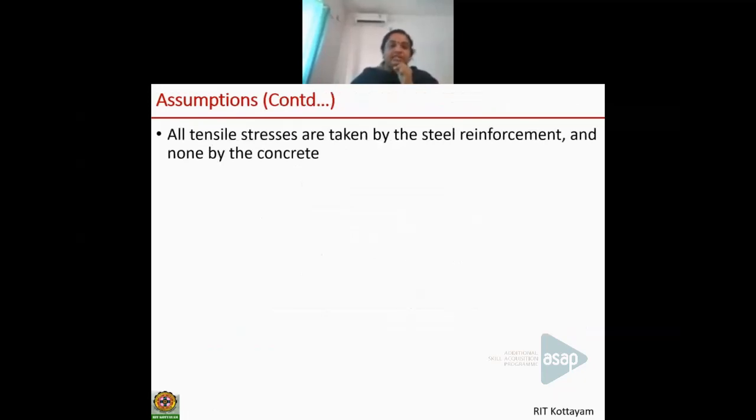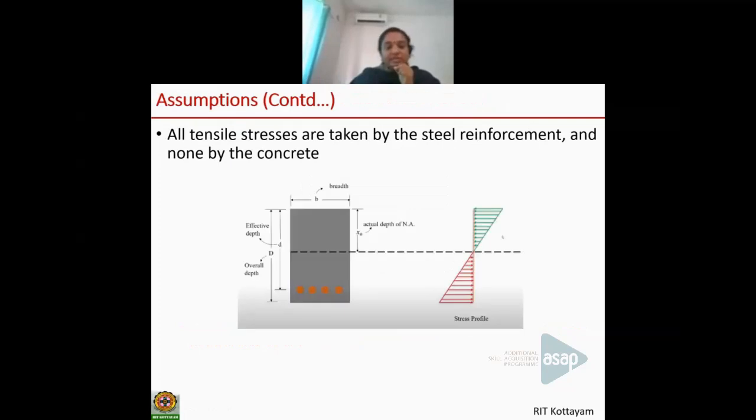The second assumption is that all tensile stress is taken by the steel reinforcement and none by the concrete. You know that. So consider this case. This is the section of an RC member. This is the concrete portion.